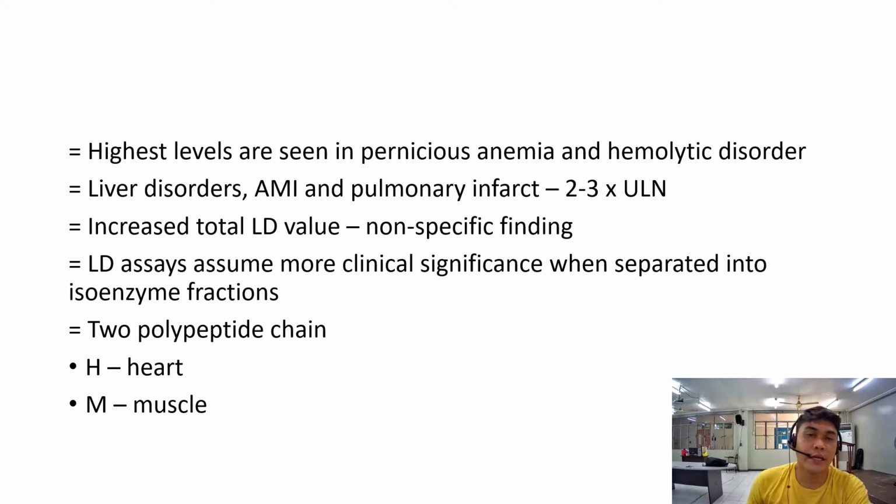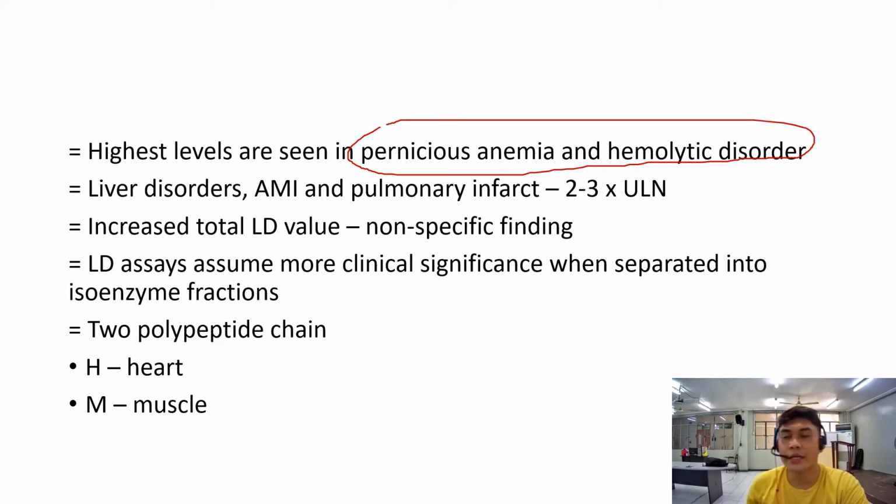Now, the highest levels are seen in pernicious anemia and hemolytic disorders. Pernicious anemia is an example of megaloblastic anemia, meaning there is a presence of large red blood cells. The reason your body is producing large red blood cells is because of the deficiency in vitamin B12. That's for pernicious anemia.